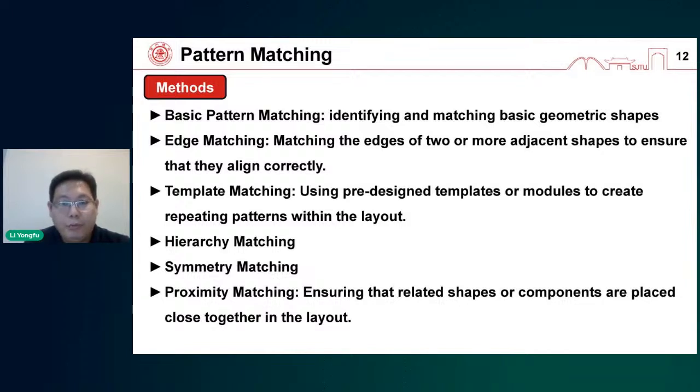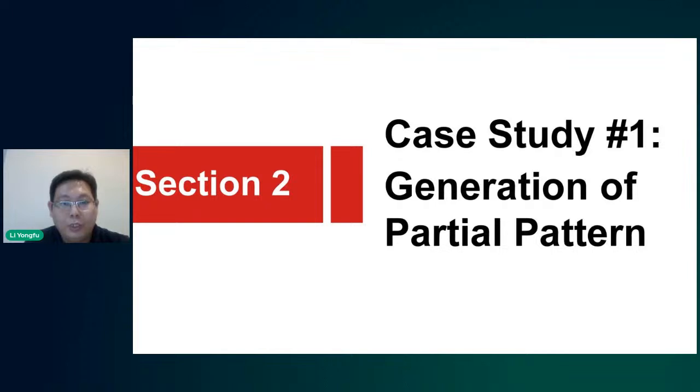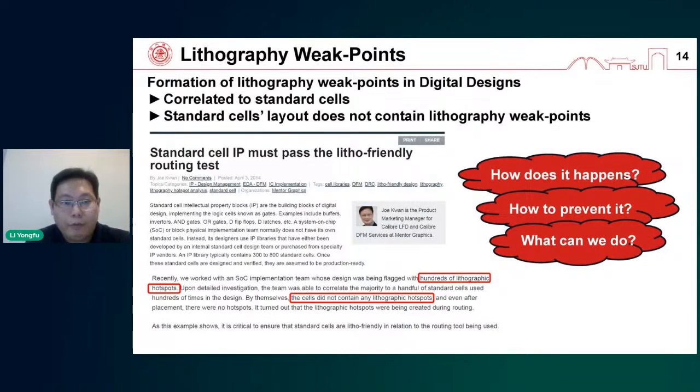Pattern matching really depends on patterns, so the question is: how do we identify patterns? One of the key studies that I did in the past was on how we generate new patterns, or how we harvest patterns from existing designs. That was a very interesting case study brought forward when I was working in industry. Standard cells, as we know, are very fundamental building blocks for building sophisticated SoC designs. But even way back like 10 years ago, in this article dated April 2014, you can see that the Mentor Graphics director, Joe, mentioned that they observed hundreds of lithography hotspots.